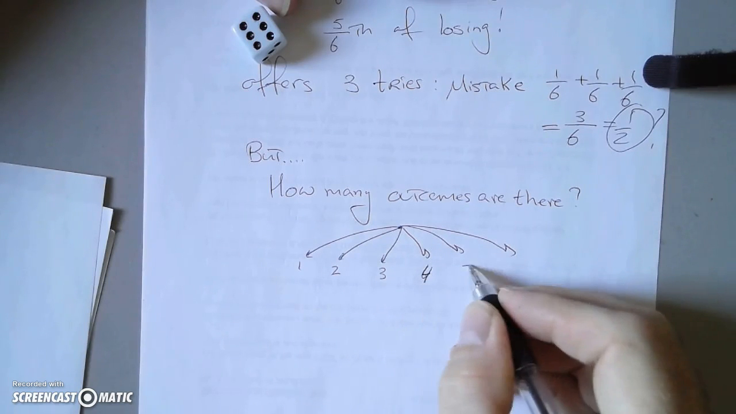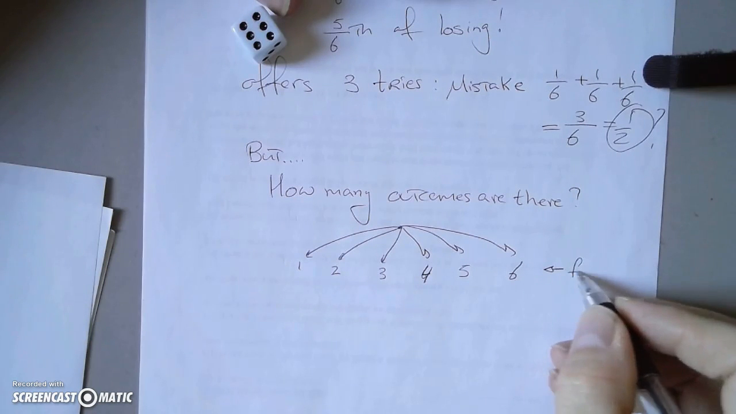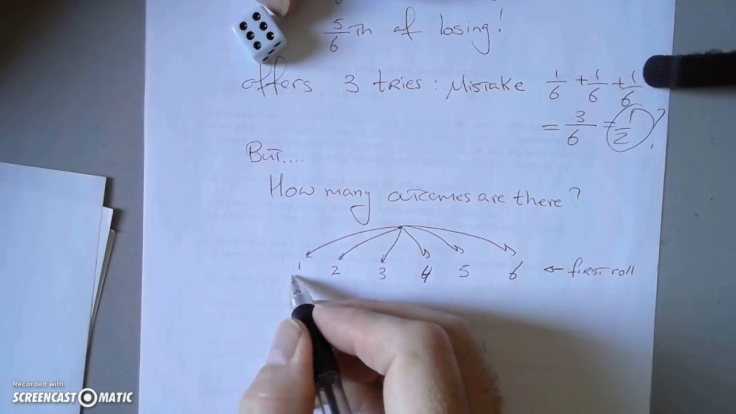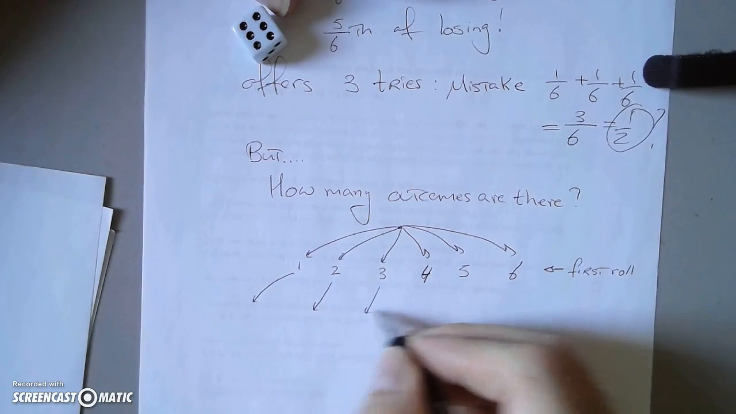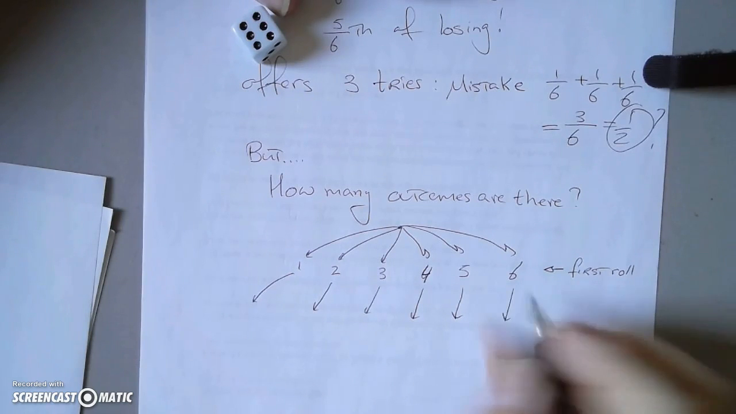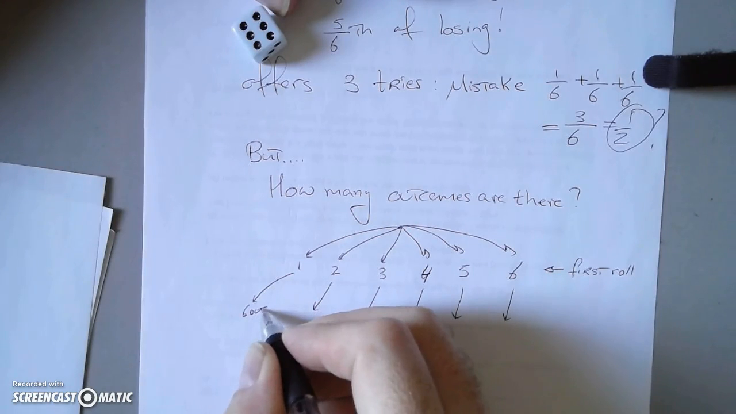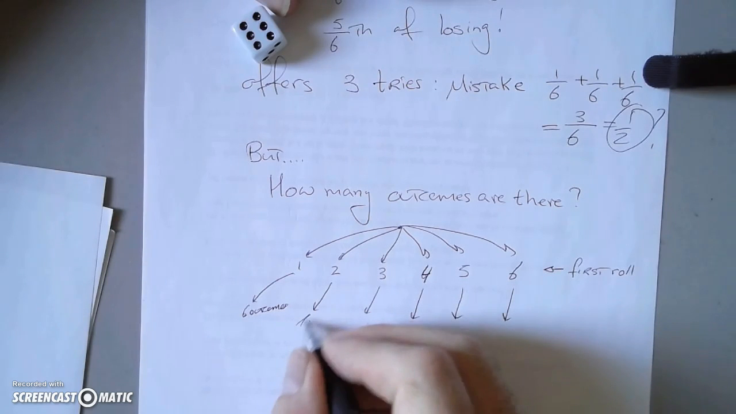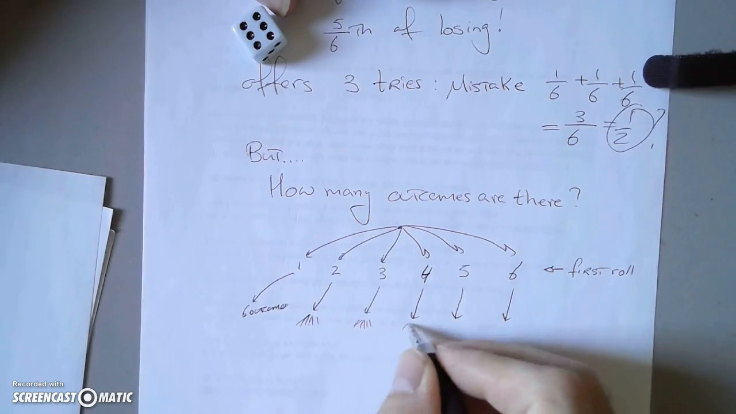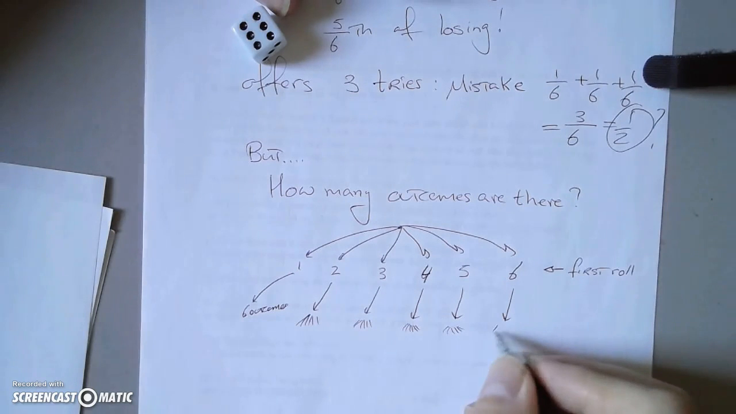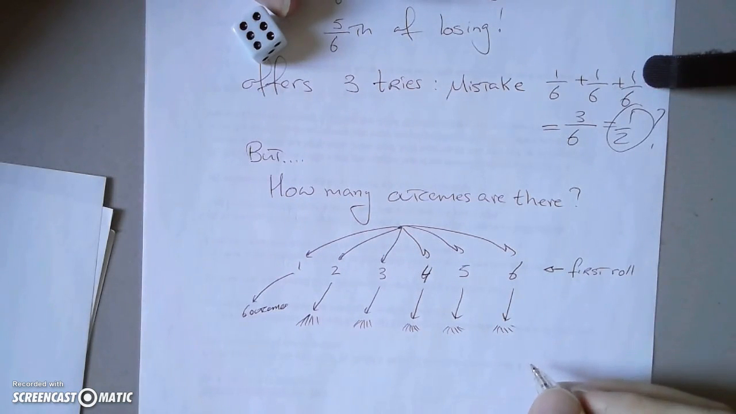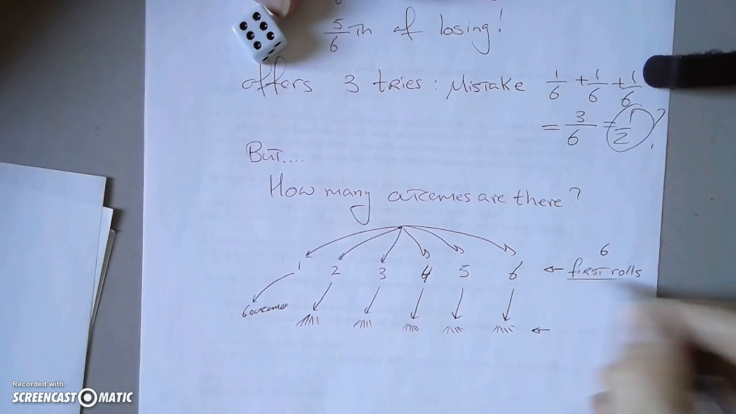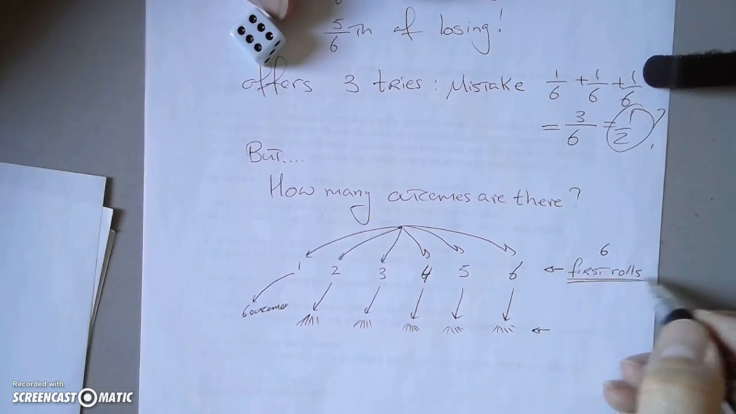Whoops, I don't know how that snuck in there. 6 outcomes for the first roll. But each of those have 6 outcomes. All right, so there are 6 outcomes under every one of these: 1, 2, 3, 4, 5, 6. And every one of those has 6 outcomes too.